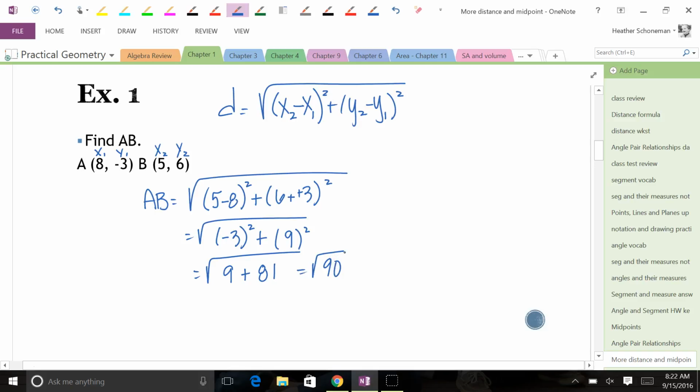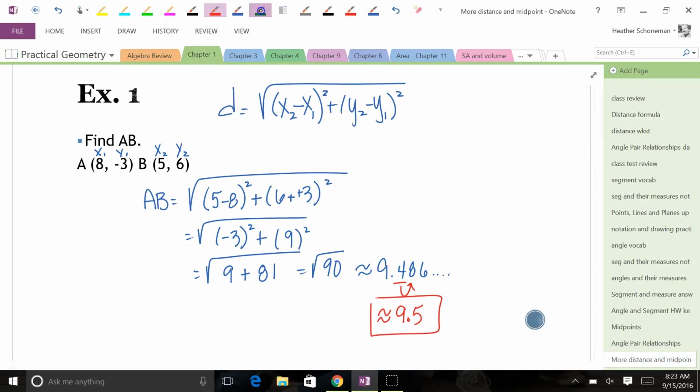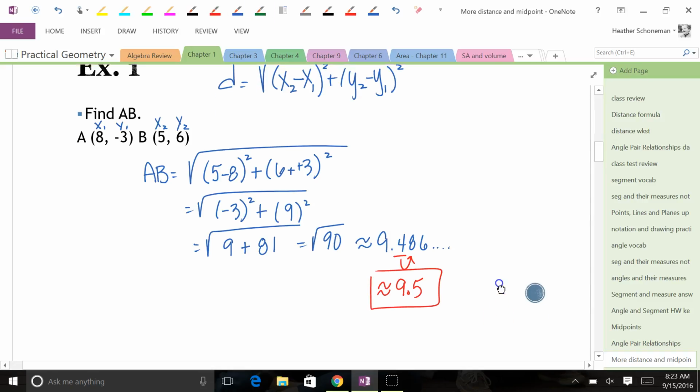All right, let's put that in our calculator. The square root of 90. Oh, this is a good one. This gives us 9.486, and so on. So if I'm rounding to the nearest tenth, 4 is in the tenths place. I look to the right. Is that greater than 5? Yes, so I have to round up. So this becomes what? 9.5. Very good.